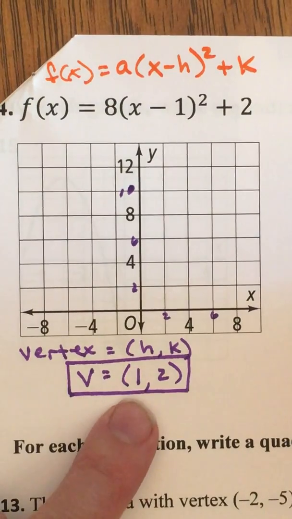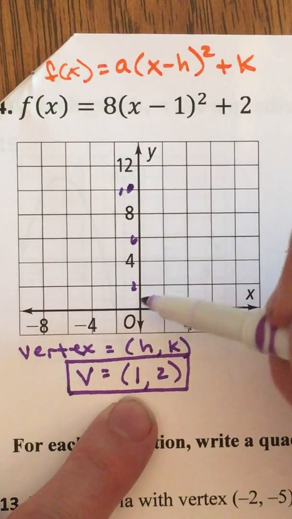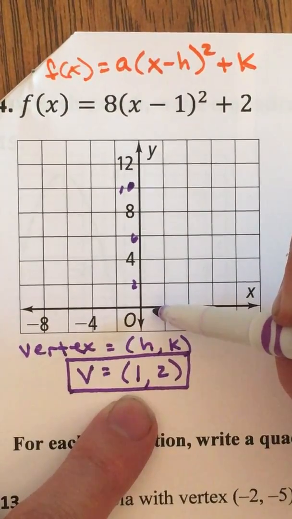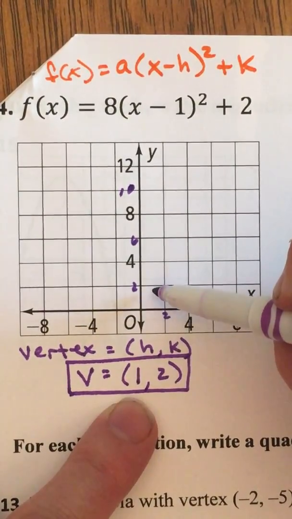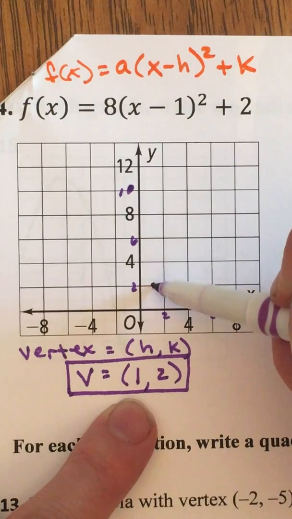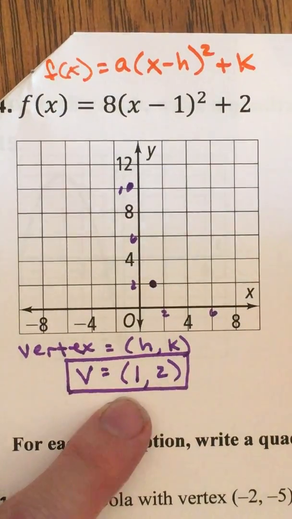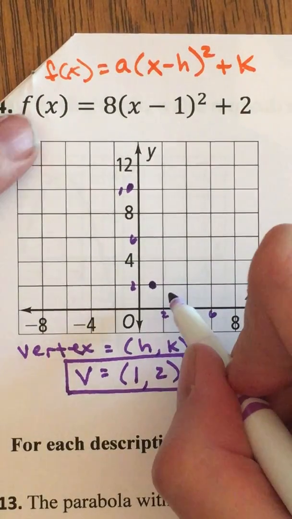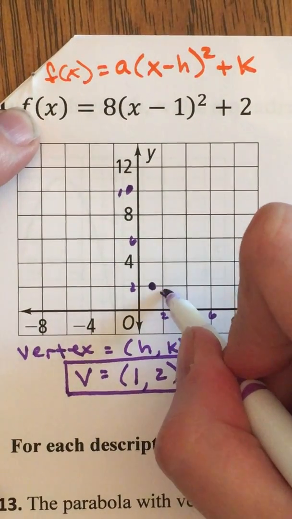So my coordinate point is 1, 2. So we'll go to the right 1. Yeah, that's in the middle. That's weird. And up 2. So it appears to only go up 1 unit, but we remember because of our scale, that's not what's actually happening. Okay, let's write vertex.